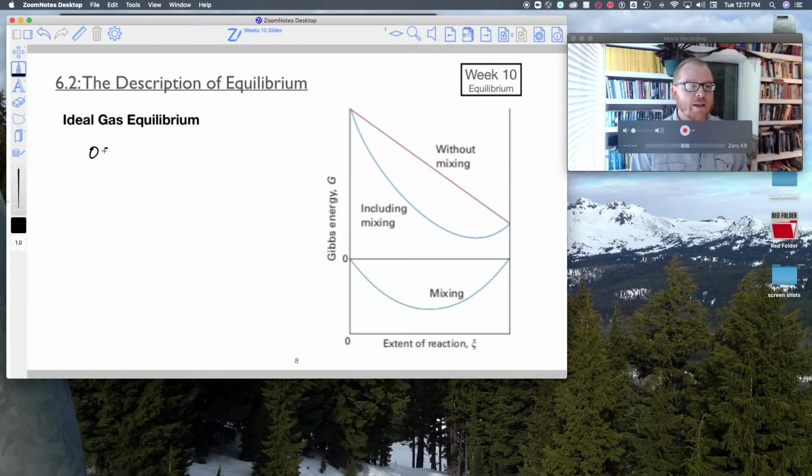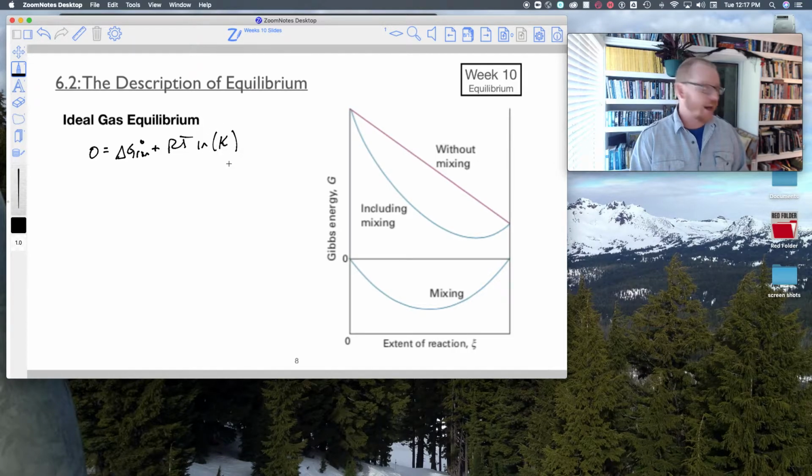Once again, we've established the following. When the total free energy is 0, then I still have the standard free energy of reaction plus RT natural log of K. If I rearrange and do some algebra, subtract delta G, divide by RT, take the exponential of both sides, I'm just going to write that result directly. We get that the equilibrium constant K is the exponential of negative delta G standard of reaction divided by RT.